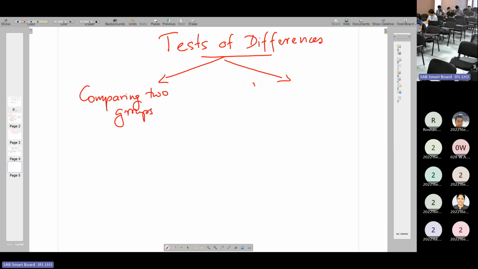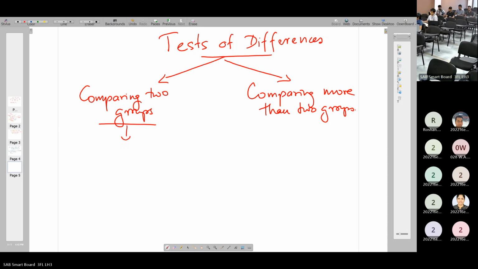You can be comparing more than two. Comparing more than two. So to compare two groups, these are called t-tests. Unfortunately, there is no coffee test, but there are tea tests. The coffee got given up there.